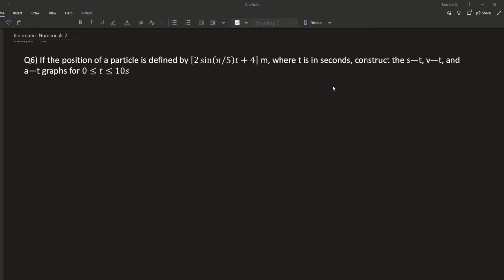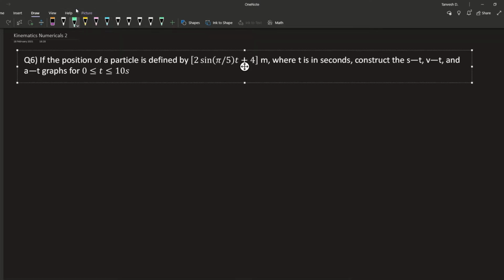So in this video lecture, we will be solving certain numericals. This is the first numerical of our acceleration, where we will be drawing the displacement time, velocity time, and acceleration time graphs. What is given to us is the position of the particle, which is defined as 2 sine pi by 5 t plus 4. This is the displacement, so I'll say this is s.